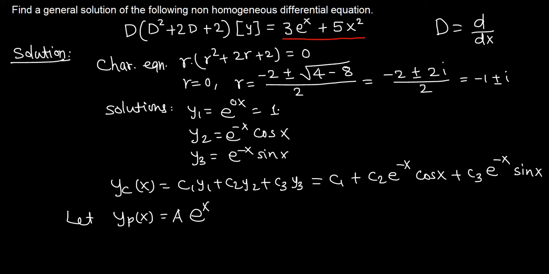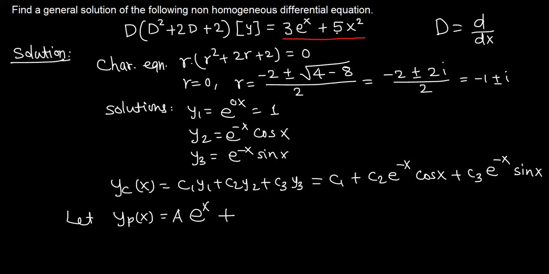Look, we have 1, e to the negative x cosine x, and e to the negative x sine x, so there are three solutions and e to the x is not here. Even if it were e to the negative x, that would not be a solution. So the first part is just A e to the x plus.